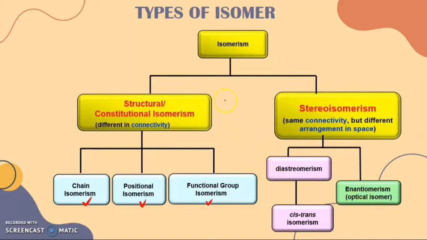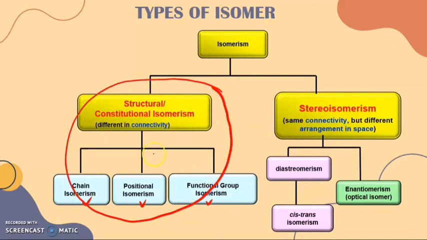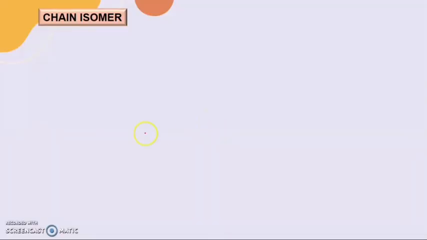But in this video, in this session, we will only discuss structural isomerism. Okay, let's start with chain isomers. For example, let's say I have a molecule with the molecular formula C4H10. So I have two molecules with C4H10. Let's say this is the first molecule. I have this straight chain of C4H10.